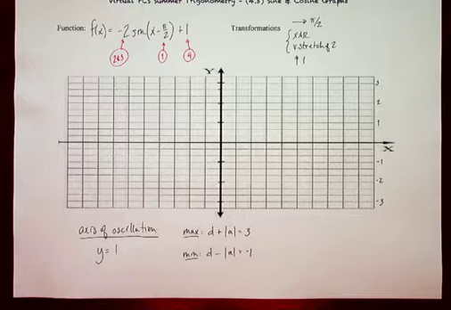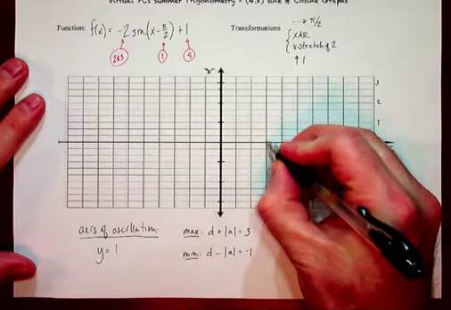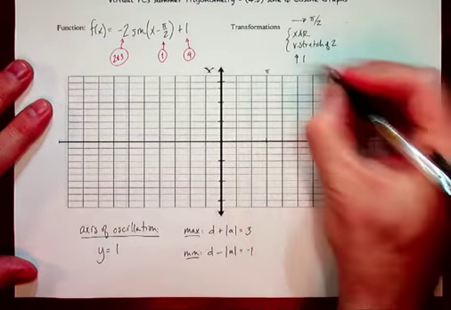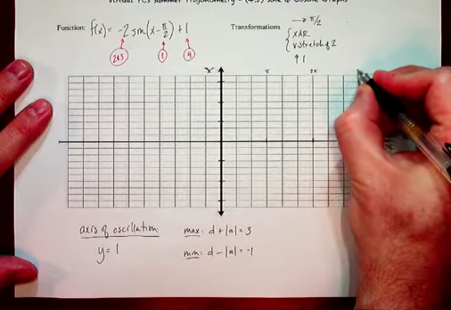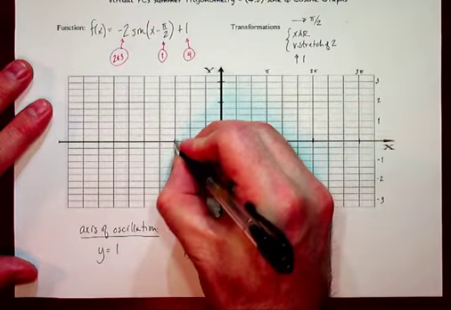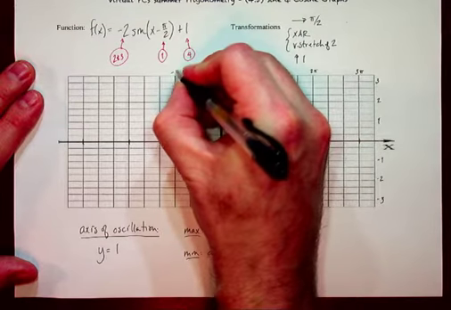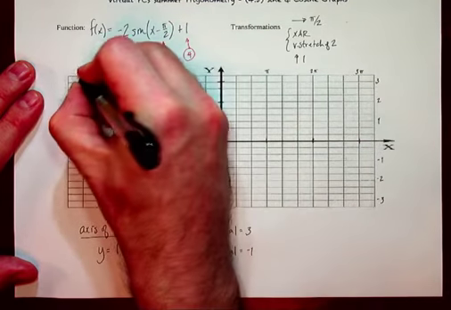Now, there is no change in period. That means that the usual scaling that I use in terms of pi, 2 pi, and 3 pi will probably be sufficient. That's negative pi, that's negative 2 pi, and that's negative 3 pi.